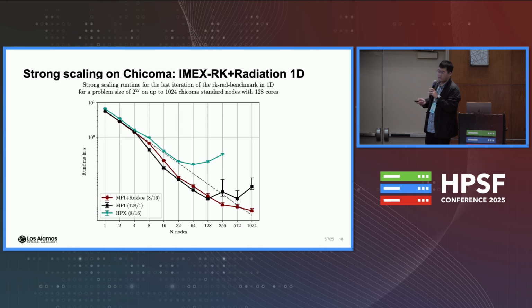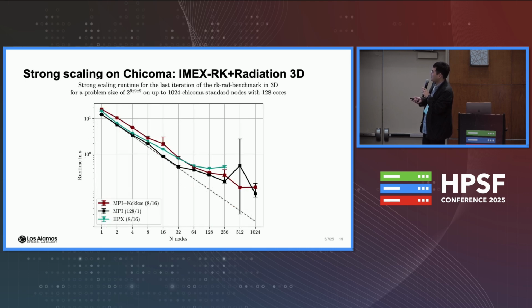And then FleXI supports different backends. So we ran the test case, something called the IMAX RK radiation 1D test, up to 1024 GPUs. Strong scaling looks pretty okay. Some HPX has a kind of problem here. Being honest, we still don't know why.